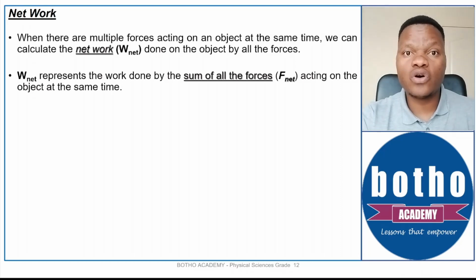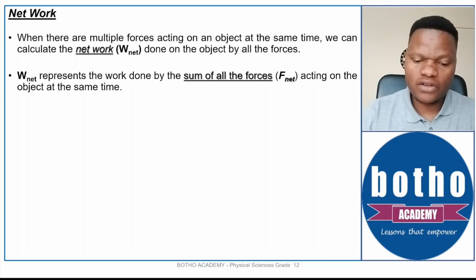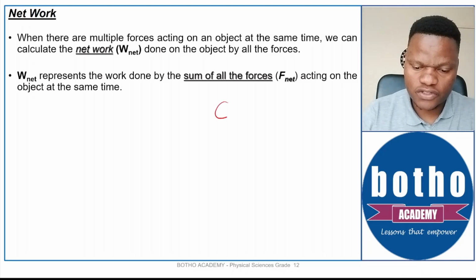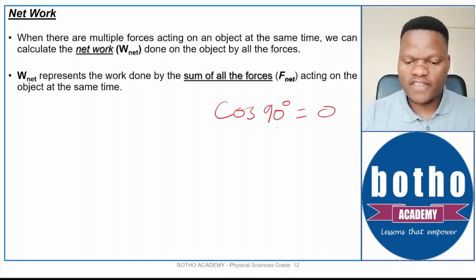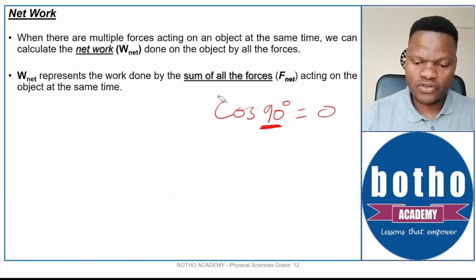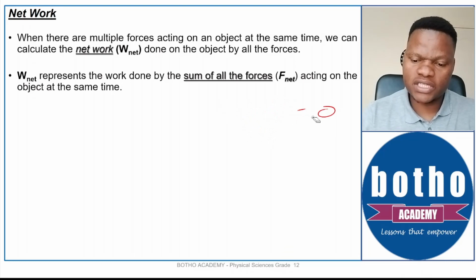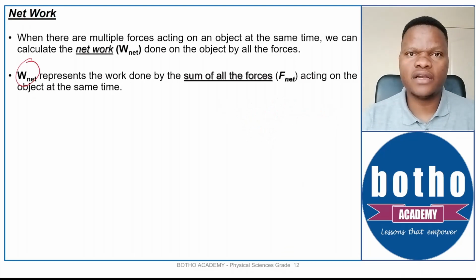We all know that if you calculate cos of 90 degrees, you're going to get 0. If the angle between the force and the displacement is 90 degrees, it means the force that is applied on that object is not doing work on that particular object, and therefore it will not be part of the W net which we are calculating in this case.